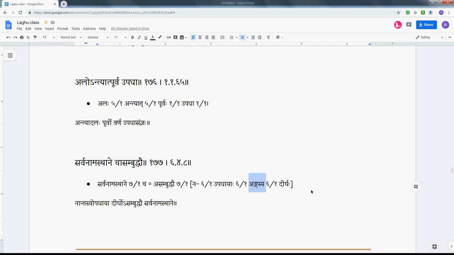So dasharathasya putrasya vanagamanam, so he goes to vana. So Dasharatha is not going, putra is going, Rama is going.